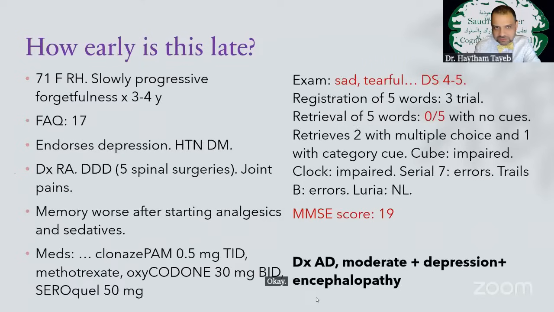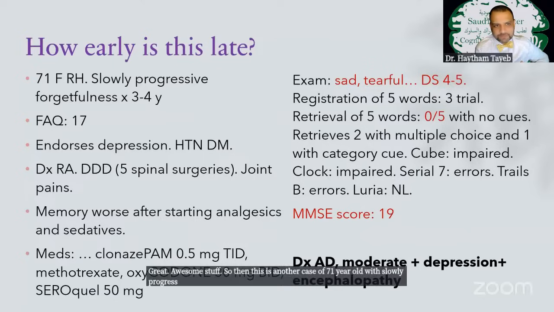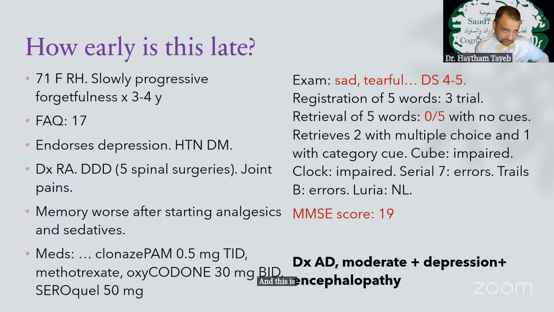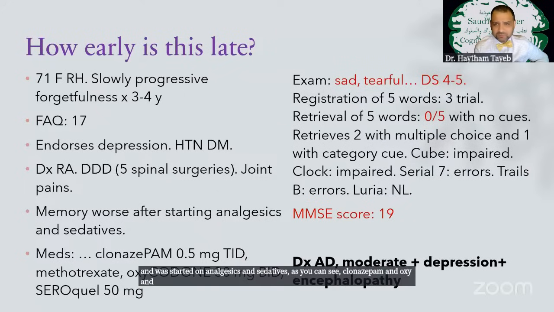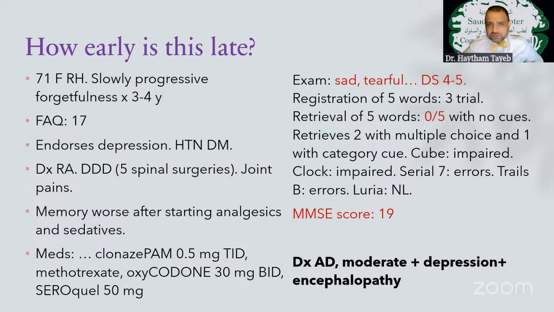Okay. Great, awesome stuff. So then this is another case, a 71-year-old with slowly progressive forgetfulness, borderline on the functional questionnaire. She had significant depression, rheumatoid arthritis, and lots of pain from degenerative disc disease, and was started on analgesics and sedatives, as you can see, clonazepam and oxycodone, and was also on Seroquel. She was quite depressed when I saw her and did terribly on her cognitive examination. I thought this was potentially moderate dementia, and potentially some encephalopathy related to meds and untreated depression.